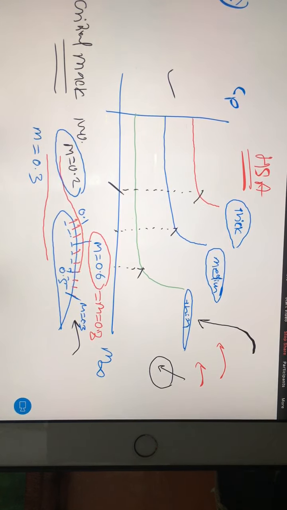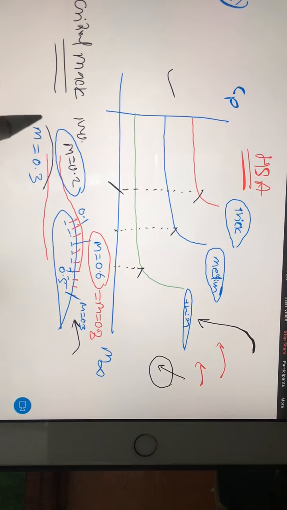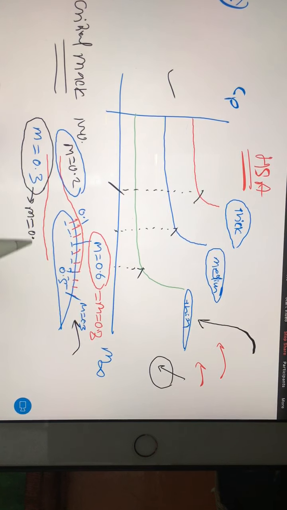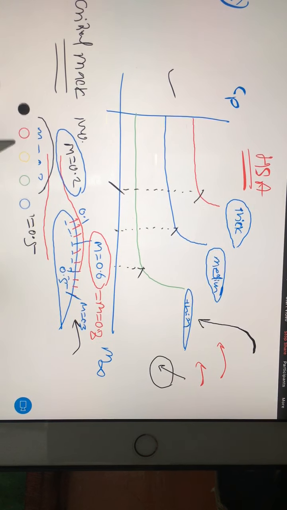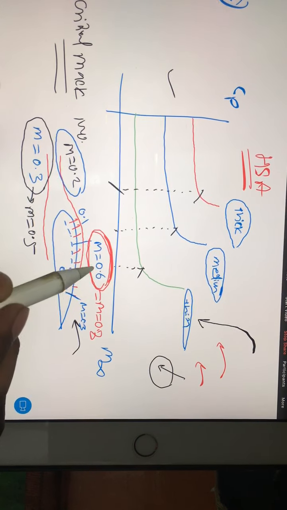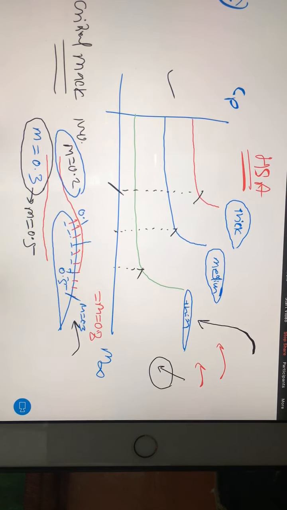Now again, increase the free stream Mach number. Suppose you are making the free stream Mach number 0.5. Because of that, at this location, this particular Mach number became M equal to 1.